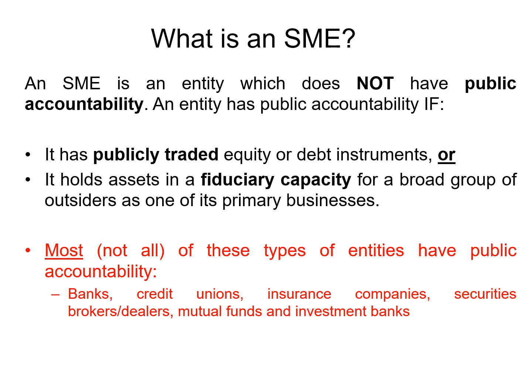The 2009 version of the standard then went on to list banks, credit unions, insurance companies, security brokers and dealers, mutual funds and investment banks as entities that would probably meet the definition of an entity that holds assets in a fiduciary capacity for a broad group of outsiders as one of its primary businesses. What the 2015 version of the standard has done is clarify that the fact that these entities are listed in the standard does not necessarily mean that they have public accountability.